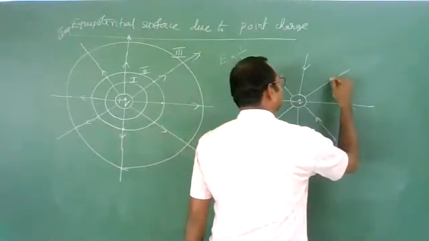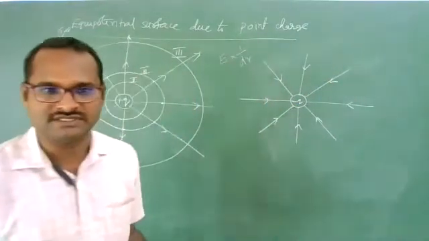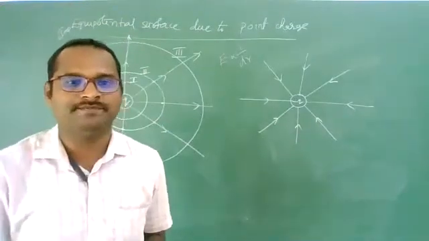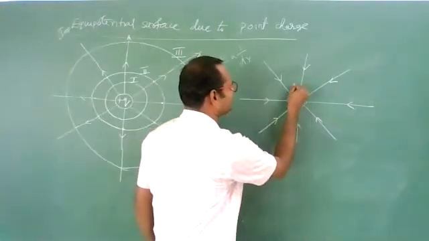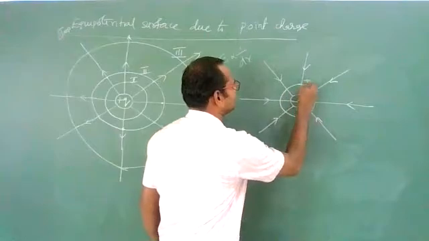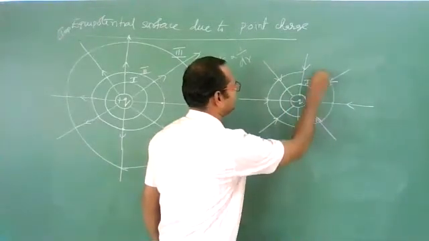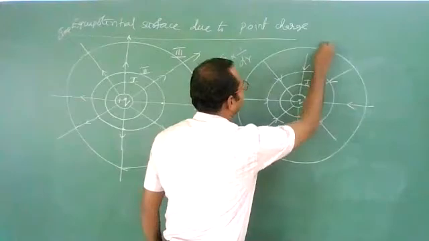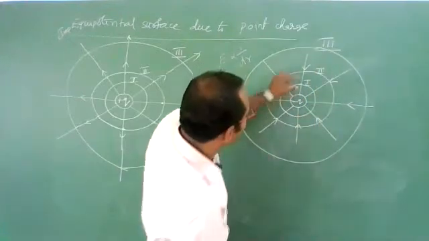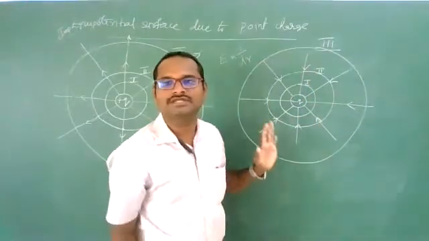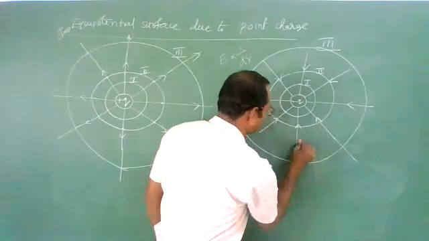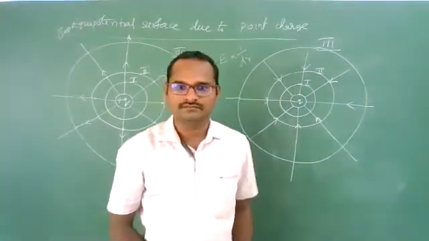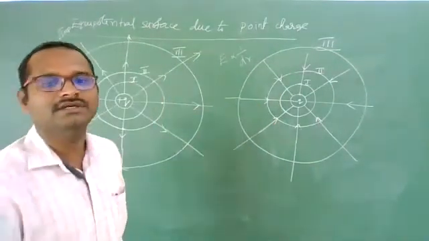Now, equipotential surfaces. For a point charge, equipotential surfaces should be spherical in shape. First equipotential surface, second equipotential surface, third equipotential surface. I hope you got the point. See the separation. Like this you need to draw. Yes, this you should increase. Any doubt in this? Clear?